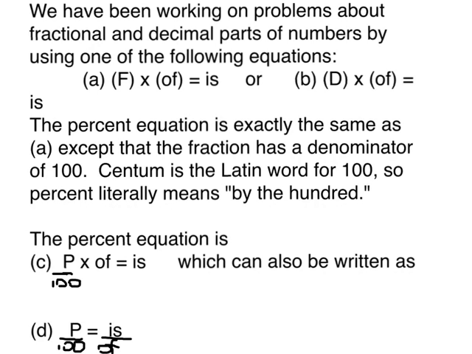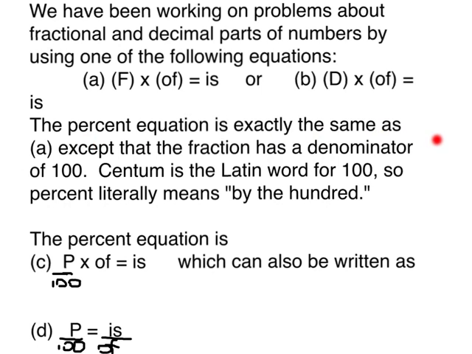We're going to be doing lesson 47 from Saxon's Algebra 1/2 3rd edition book. And this lesson is going to be about percents. In the past we've worked on problems about fractional parts and decimal parts of a number by using one of the following equations: what fraction times of equals is, or what decimal of and equals is.